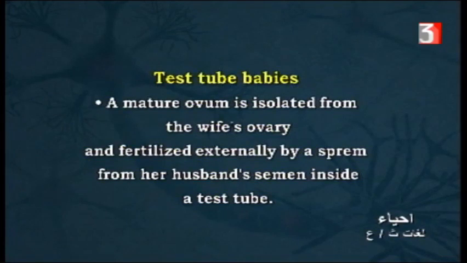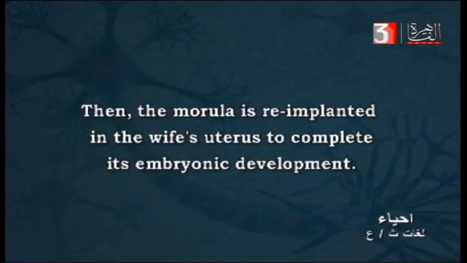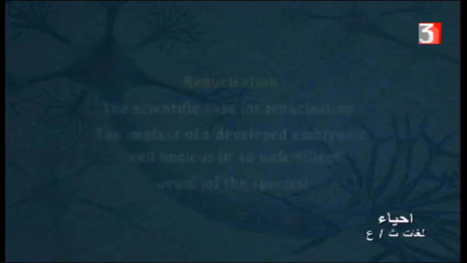In test tube babies, a mature ovum is isolated from the wife's ovary and fertilized externally by a sperm from her husband's semen inside a test tube. The fertilized ovum is kept in a suitable nutritive medium until it reaches the morula stage, after 5 days. Then the morula is re-implanted in the wife's uterus to complete its embryonic development.